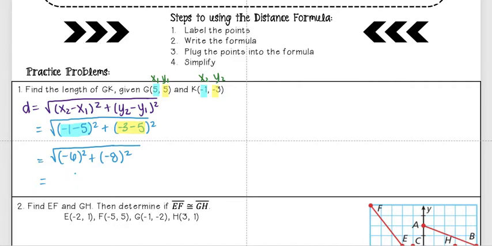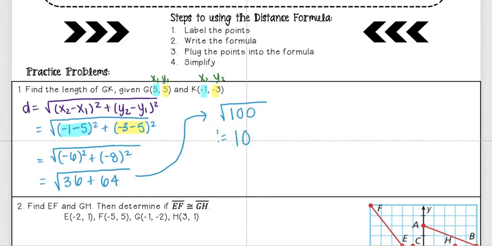Okay, now my next step is to actually square those. So when I square -6, -6 times -6, I get 36. -8 times -8, I get 64. Now this is looking easier and easier. 36 plus 64, I get 100. And when I take the square root of 100, I get 10. And that's it.